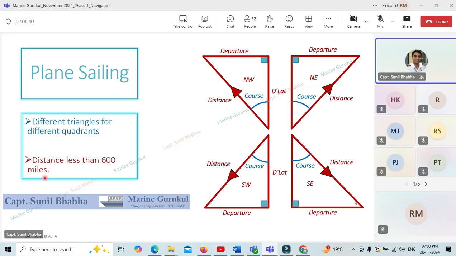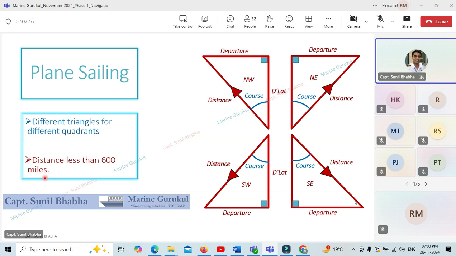Now, as long as the distances are small, to be precise less than 600 miles, these errors are small, insignificant, and they can be easily neglected without any appreciable loss in accuracy. But when the distances become greater, more than 600 nautical miles, the error which comes into our calculation also becomes significant and can no more be ignored. So we use this form of sailing for distances less than 600 nautical miles.